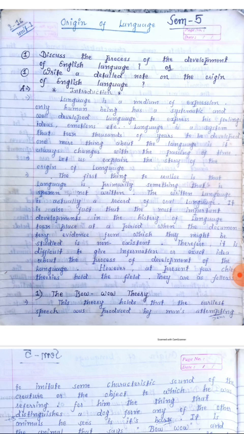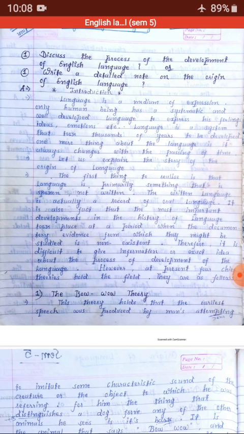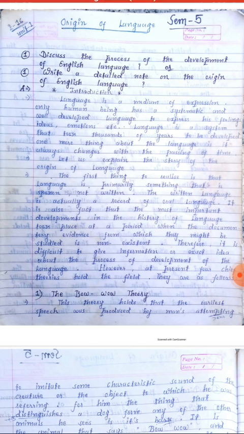However, there are four chief theories that hold the field. They are as follows. It is most difficult to give an idea of how old the history is, and it becomes a little problematic when someone talks about the history of language. We have a long history, but if someone asks for the history of language, it is a little bit problematic.